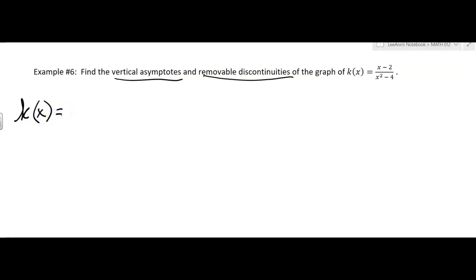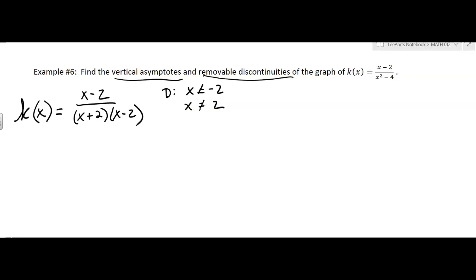Okay, so our original function, we have x minus 2 in the numerator. That doesn't factor. And then we can factor the denominator, x plus 2 and x minus 2, because it's the difference of squares. So we know in our domain that x cannot be negative 2 and x cannot be 2. That much we know, okay? So keep that in mind as we go on.